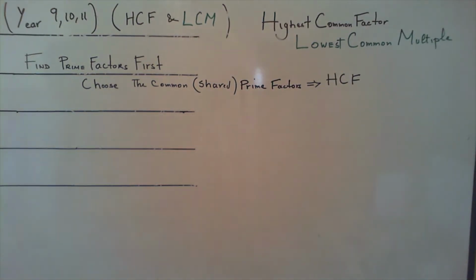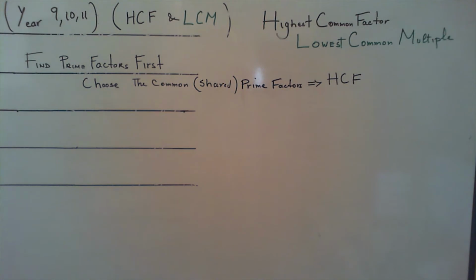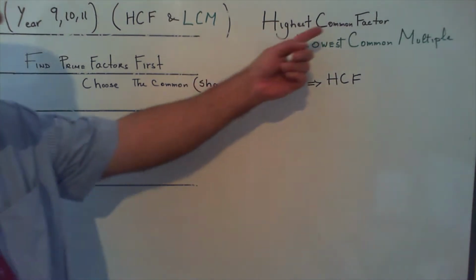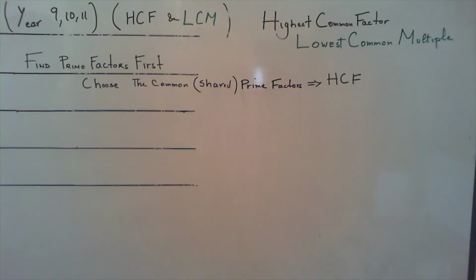Hi, in this video we are going to be talking about highest common factor, HCF, and the lowest common multiple, LCM. These are the abbreviations for them, HCF and LCM. In the previous video we learned how to get the prime factors. So we're going to learn about HCF first.